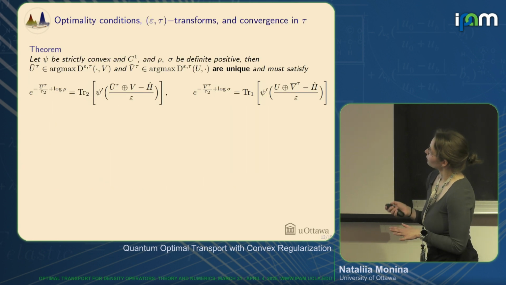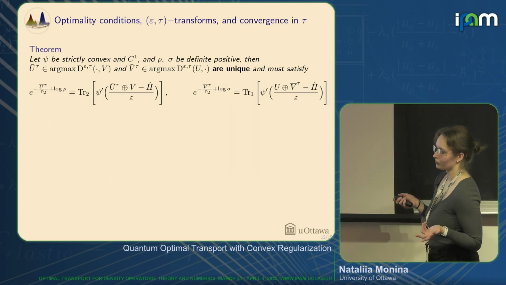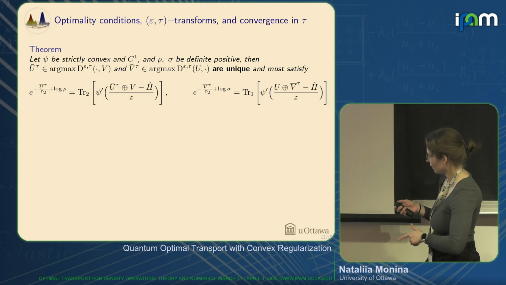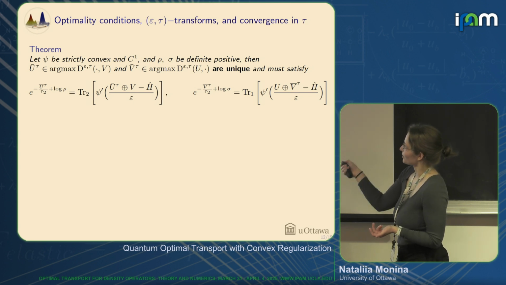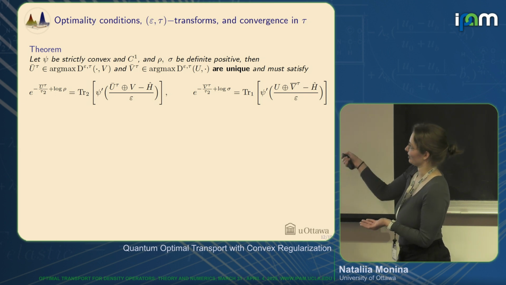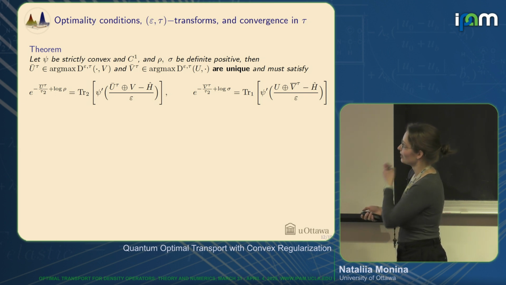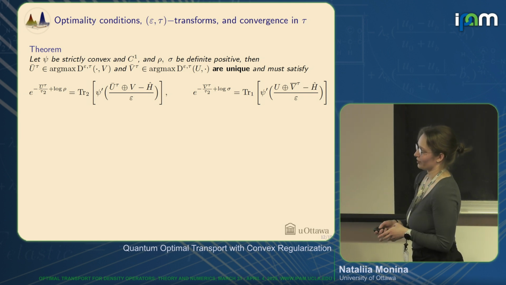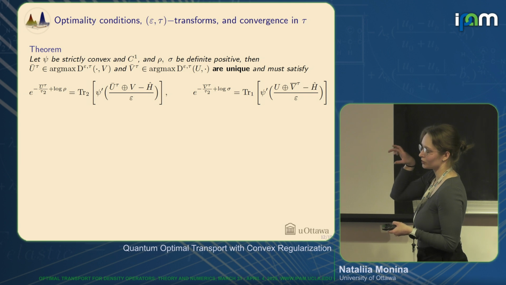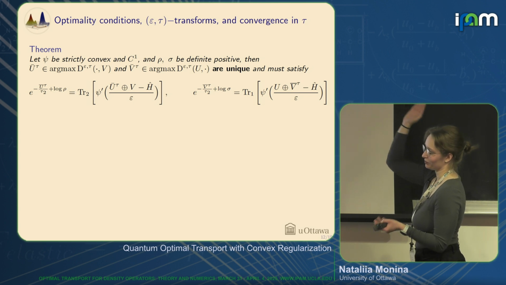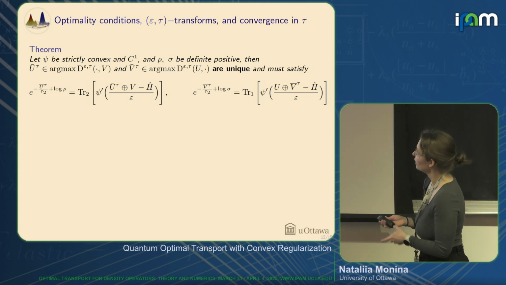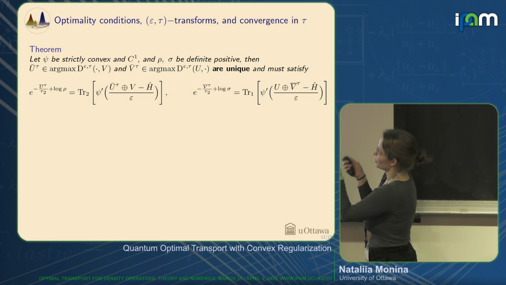So here I can talk a little bit about the optimality condition of the maximizers for the unbalanced problem. If you want to look at the argmax of d epsilon tau, then they must satisfy these Euler-Lagrange equations. Both formulas come from taking a Fréchet derivative in some direction, and you get that this must be equal to that, because you want the Fréchet derivative to be 0.